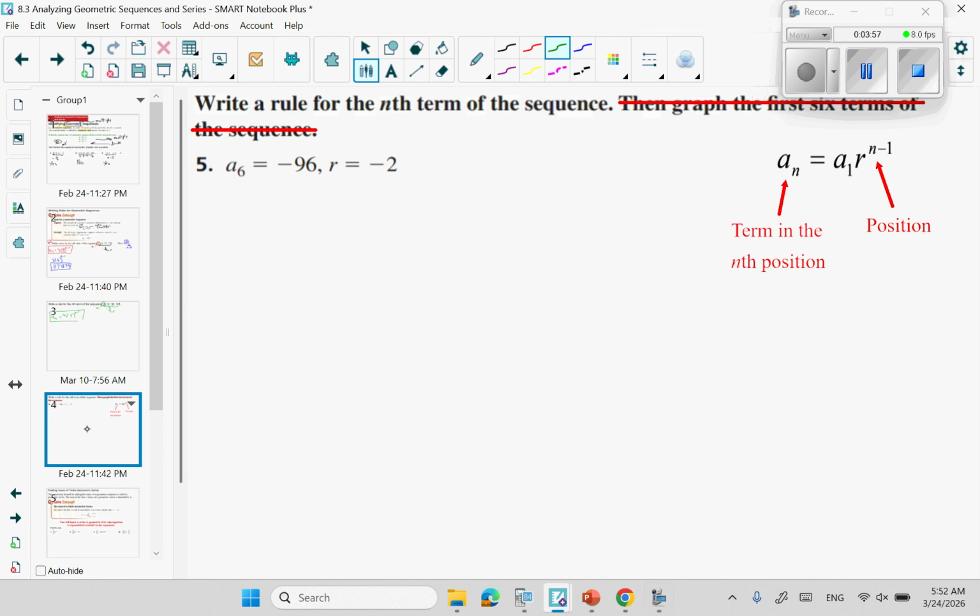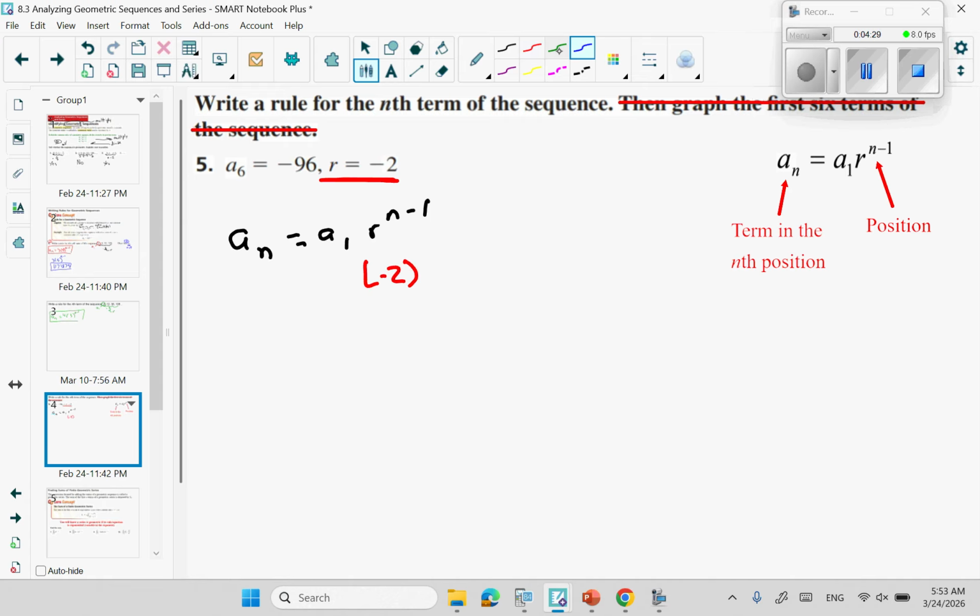Next, write a rule for the nth term of the sequence. So I get a sub 6 equals -96, and r equals -2. Well, again, if I'm using the structure of the equation, something like this, where a sub 1 is my first term, I don't really have my first term yet. Thankfully, I have my r, so I can at least plug that in.